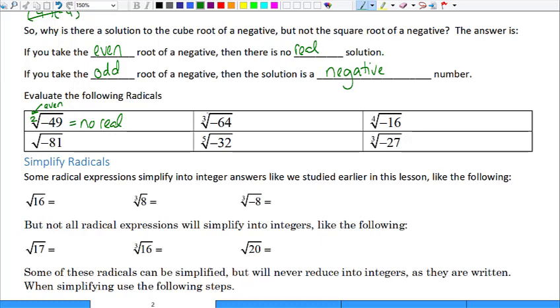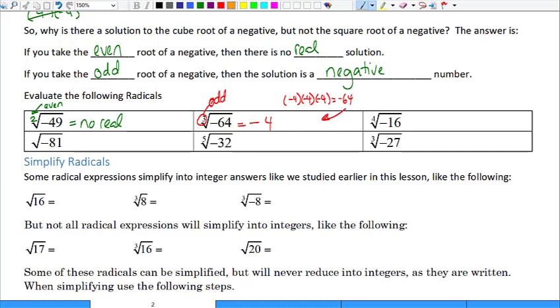Now, the next one, the index is odd. 3 is odd. So the cube root of negative 64, it just means the answer is negative, and the cube root of 64 is 4. So negative 4 is your answer. And if you're like, I'm not so sure about that, you're welcome to multiply negative 4 three times. It will give you negative 64, and then you'll see that it is true.